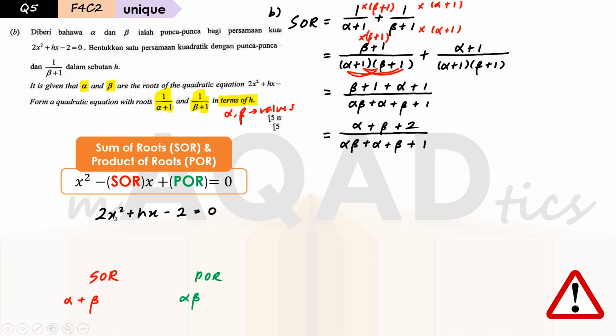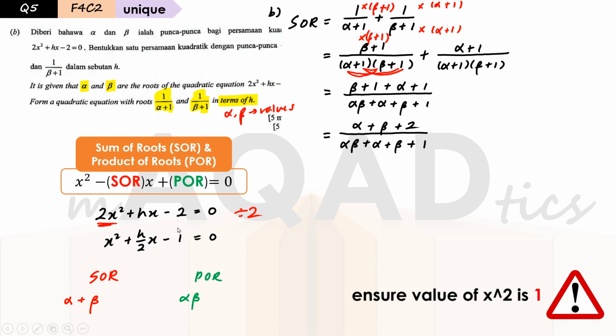Okay, so let's compare the first value here. There is x squared, but here we have 2x squared. This is a thing students will always forget: we need to make sure the value of x squared here is 1. So from 2, how do we change to 1? Very simple, just divide the entire equation by 2. So the value of x squared here would be 1 and the rest of the values here would be divided by 2.